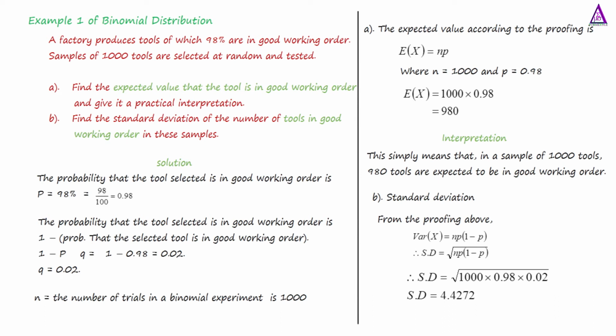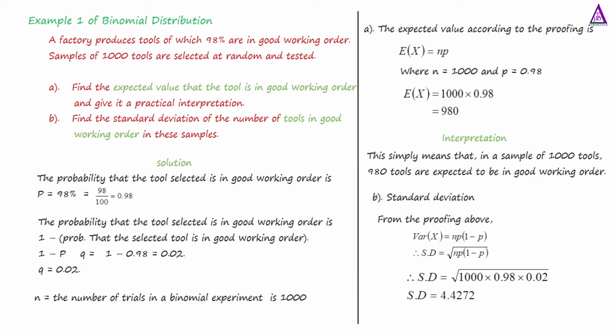Example of binomial distribution. Example 1. A factory produces tools of which 98% are in good working order. Samples of 1,000 tools are selected at random and tested. Question A. Find the expected value that the tool is in good working order and give it a practical interpretation. Question B. Find the standard deviation of the number of tools in good working order in this example.